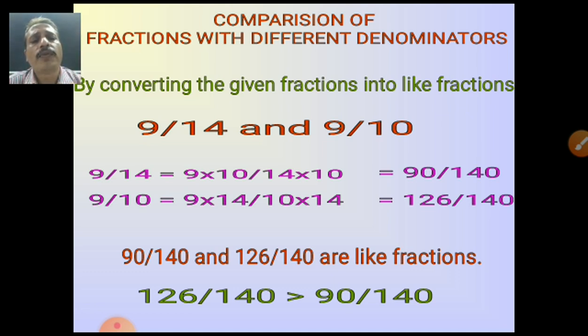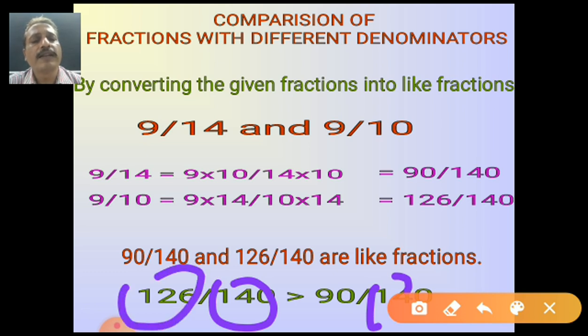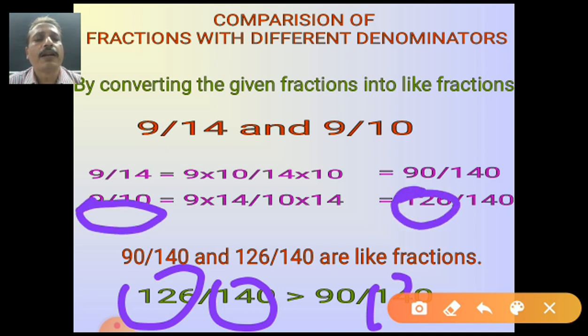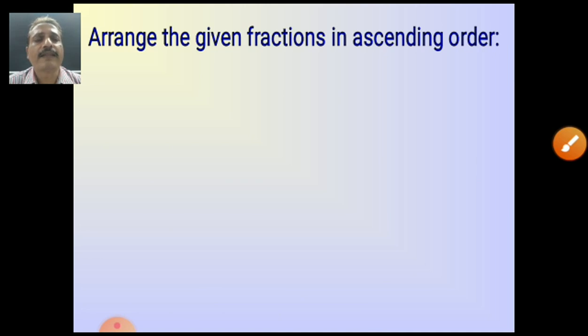The LCM of 10 and 14 is 140. Or cross multiply. Yes, here you can find that both denominators are now 140, 140. Yes, students, so which is the bigger one? 126 is the bigger one. That's why 9 upon 10 is the bigger one, because here 126 is big compared to this 9 upon 14, that is 90 upon 140. Good. We will check this in the exercise also.